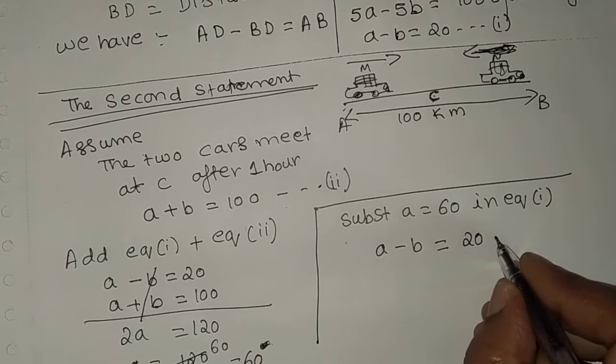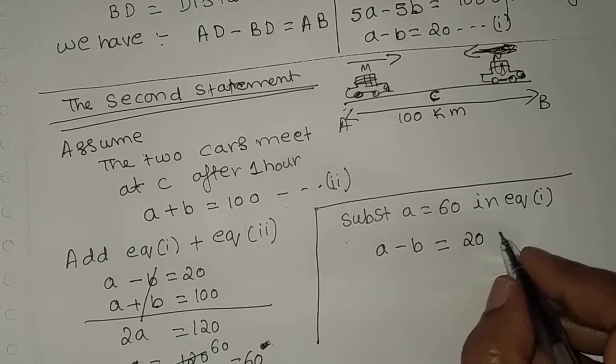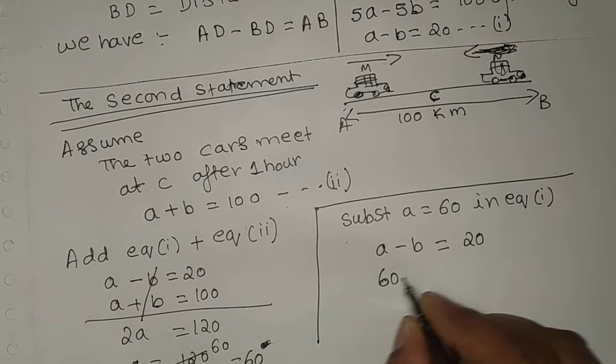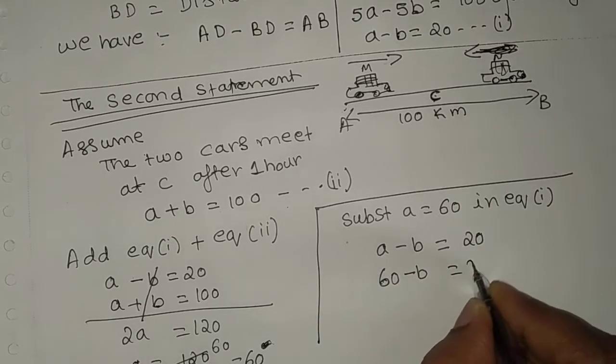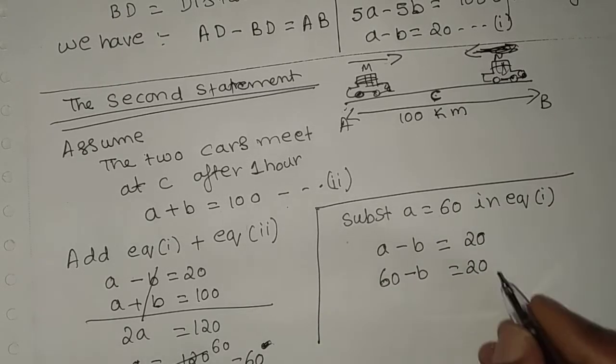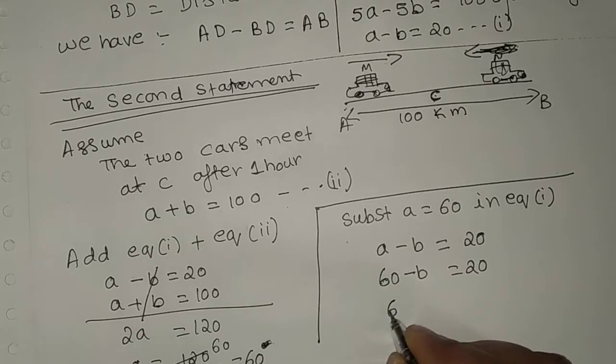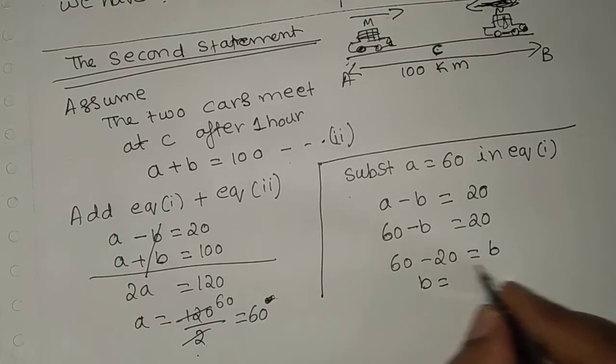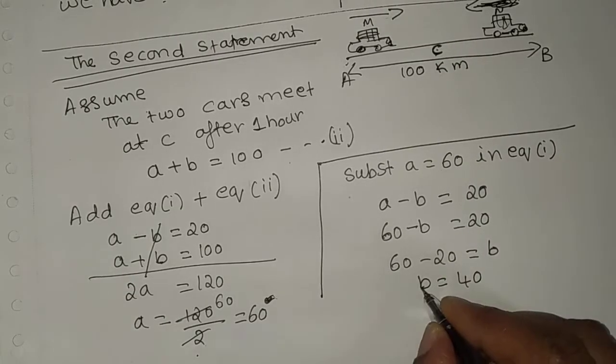So we have the first equation as A minus B is equal to 20. A is 60 here, so substitute: 60 minus B is equal to 20. Therefore 60 minus 20 is equal to B. So B is equal to 60 minus 20, which is 40.